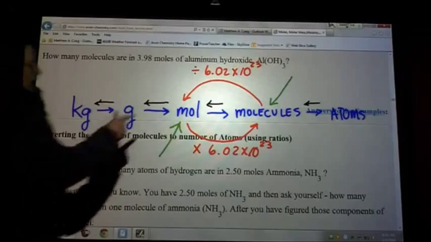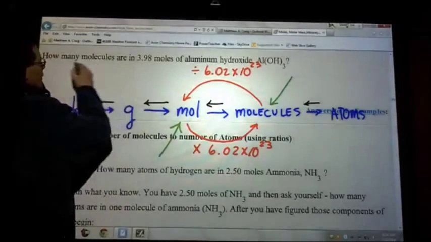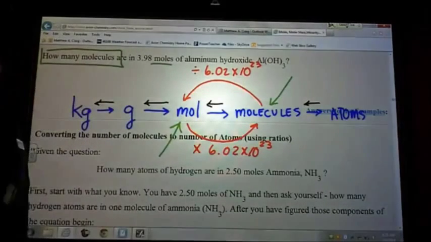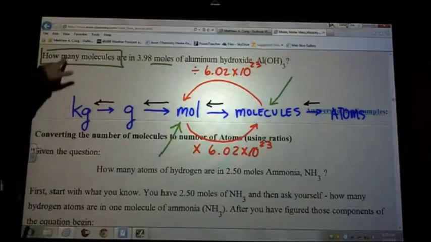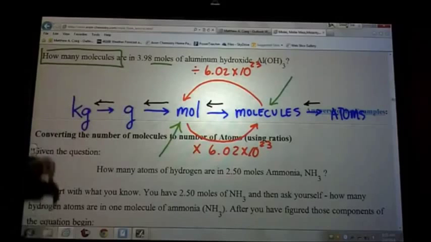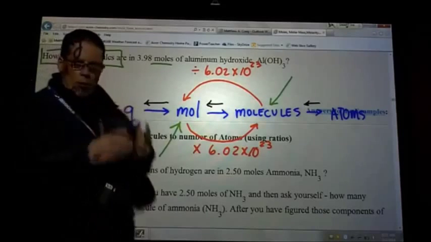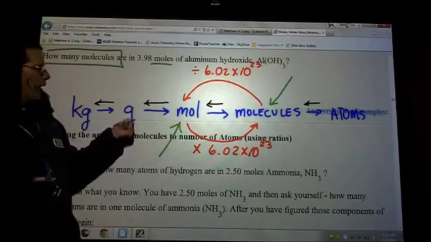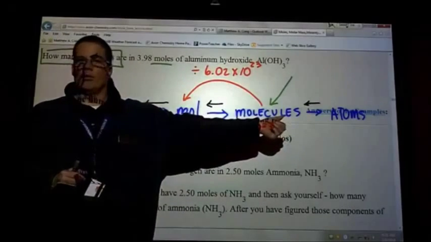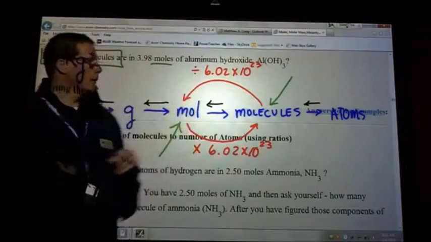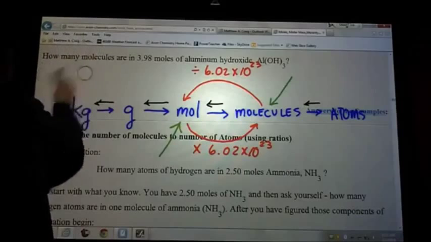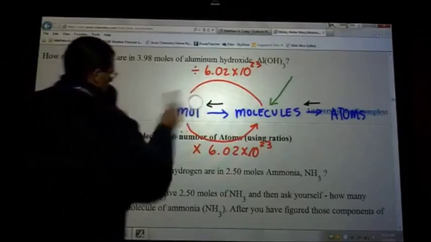All right, so in a process like this, realize what you're looking for and where you're going, okay? Or the reverse, where you're going and where you start. Some of you will try to do this: you'll be given moles and you'll want to find out how many grams so you can find out how many molecules. Don't do it, all right? So let's work this problem out and then we'll work a few more.